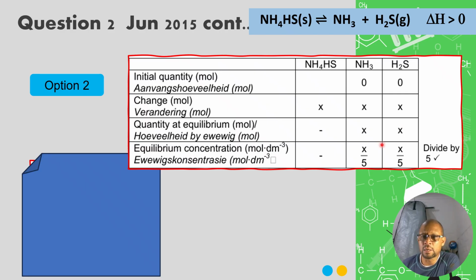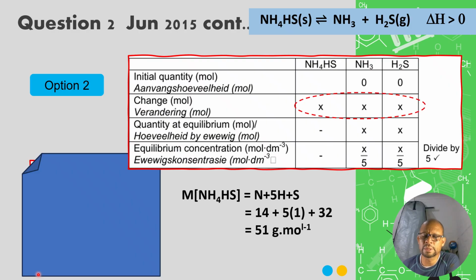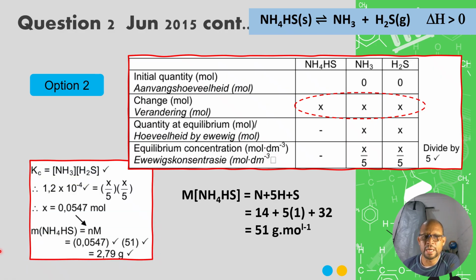And the quantity of the moles of the products at equilibrium will be 0 plus that X will give me X, and it's the same for hydrogen sulfide. The equilibrium concentration in this case will be X divided by 5, because the volume is 5. If we continue here, we'll notice, in the previous question, I told you that the molar mass for ammonium hydrogen sulfide was 51. Here I show you the calculation. If we use that, we may continue with the Kc equation.